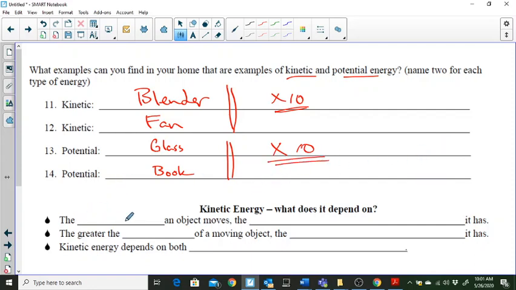All right, the blank an object moves, the blank it has. So we could say the faster an object moves, the more kinetic energy it has.